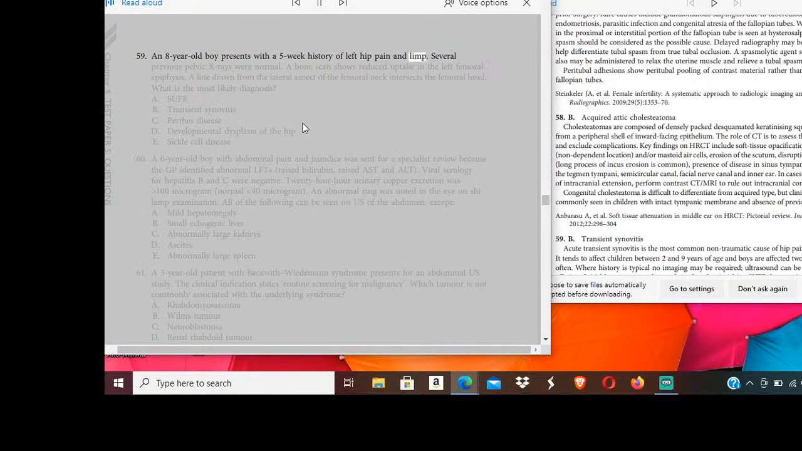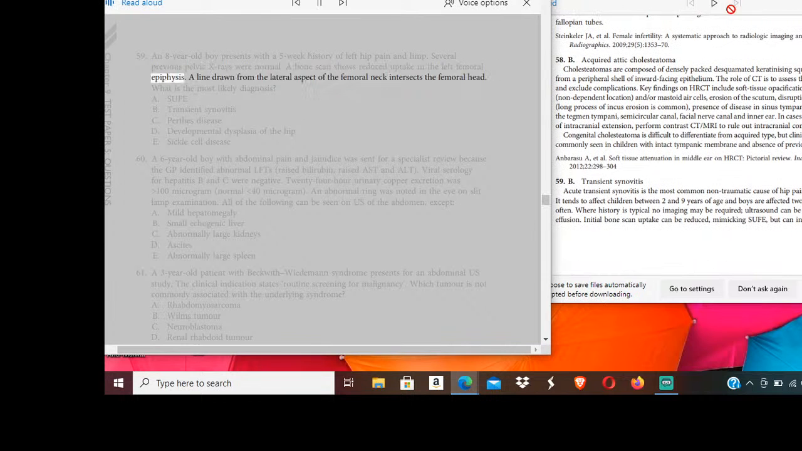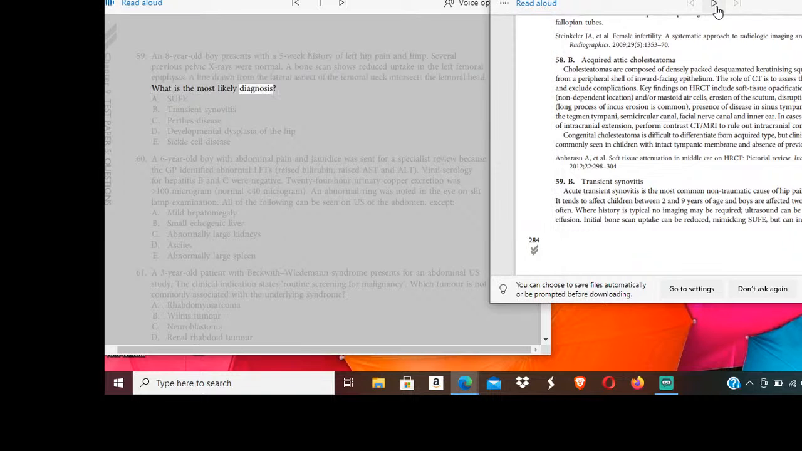Of left hip pain and limp. Several previous pelvic X-rays were normal. A bone scan shows reduced uptake in the left femoral epiphysis. A line drawn from the lateral aspect of the femoral neck intersects the femoral head. What is the most likely diagnosis?